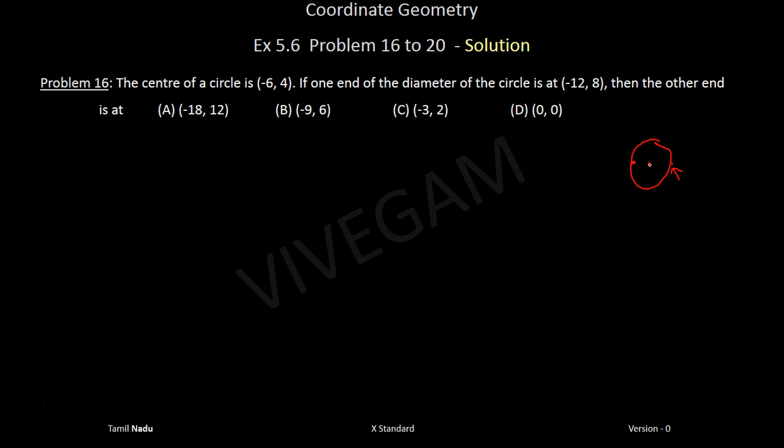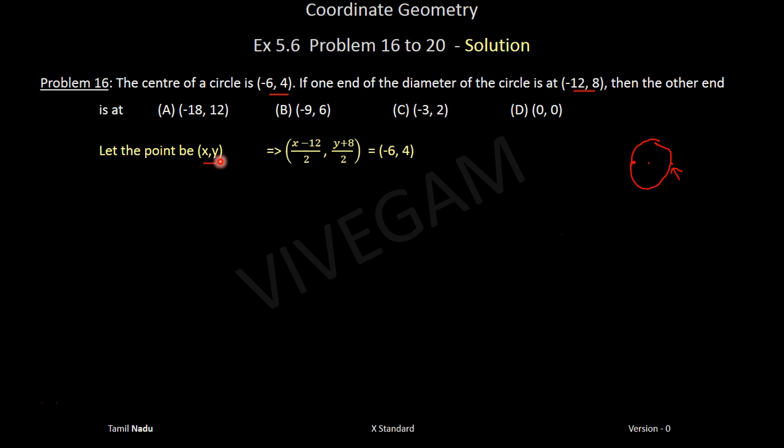So basically, the center of the circle is the midpoint of the two. This is the diameter, right? The midpoint of these 2 points, the ends of the diameter, is the center of the circle. So you have to use the midpoint formula. This is the midpoint, and this is one end of the diameter, and let the other end of the diameter be x, y. So the midpoint of x, y and minus 12, 8 is minus 6, 4. So use your midpoint formula.